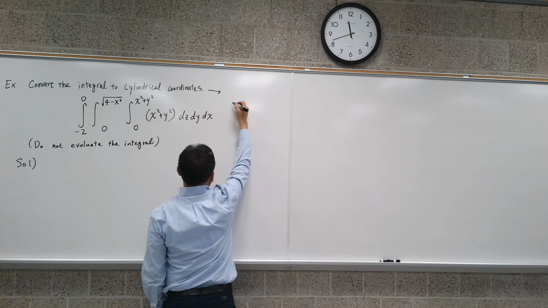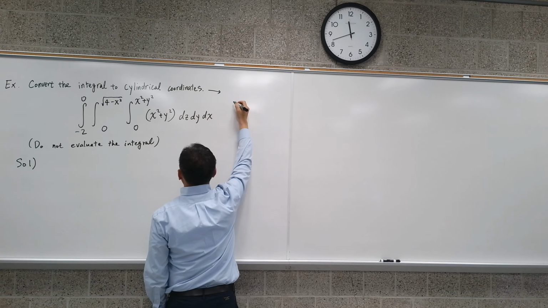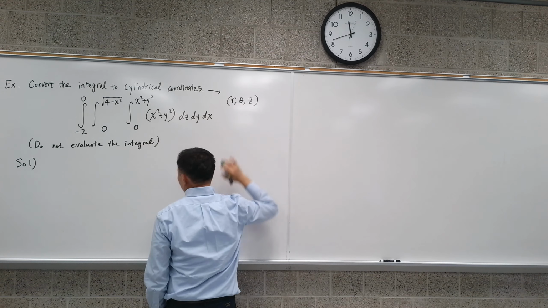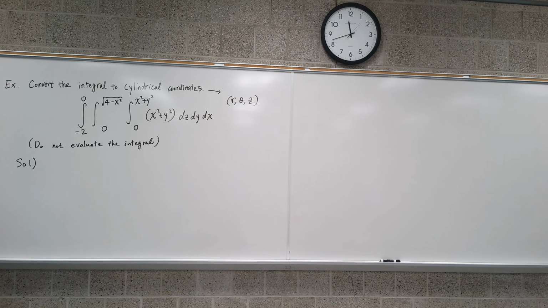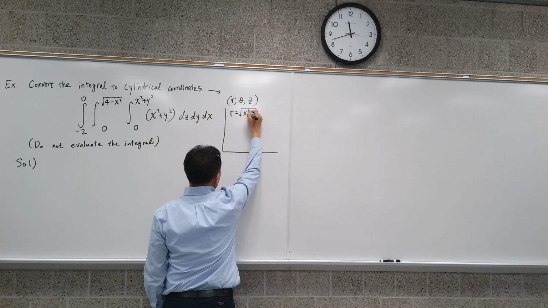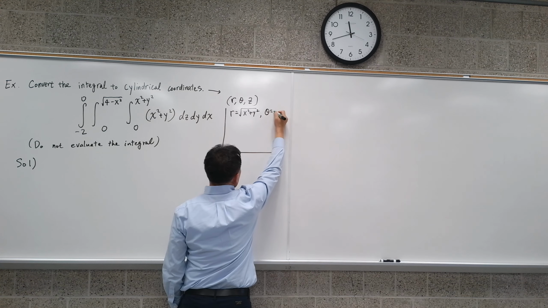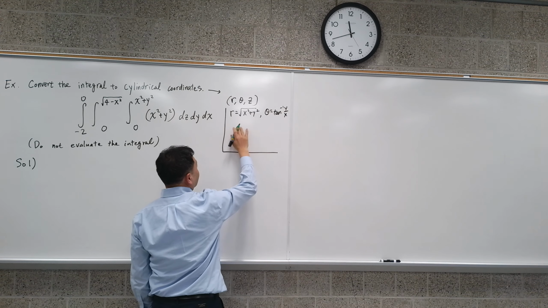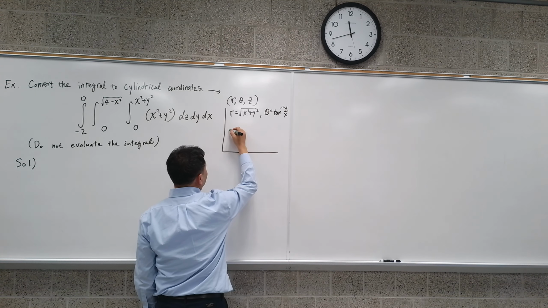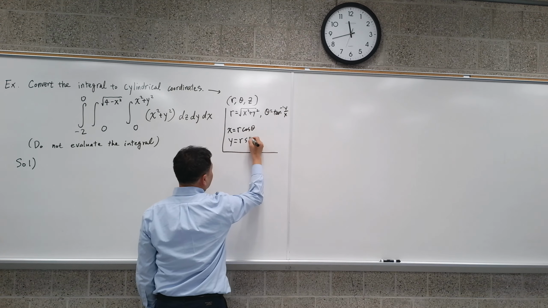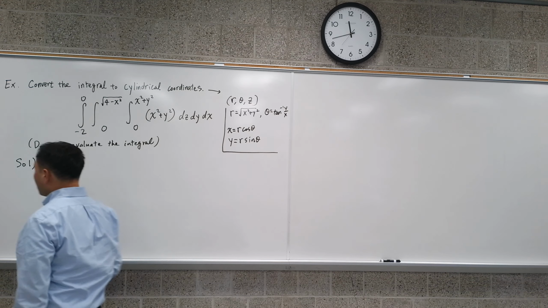So cylindrical coordinate system means you have r, theta, and z. The z coordinate doesn't change. It's just that instead of x and y, you need r and theta. So you should always remember these conversion formulas. r is equal to the square root of x squared plus y squared, and theta is equal to tan inverse of y over x plus something added in case of different quadrants, and then x equals r cosine theta, y equals r sine theta. So you have to keep that in mind.